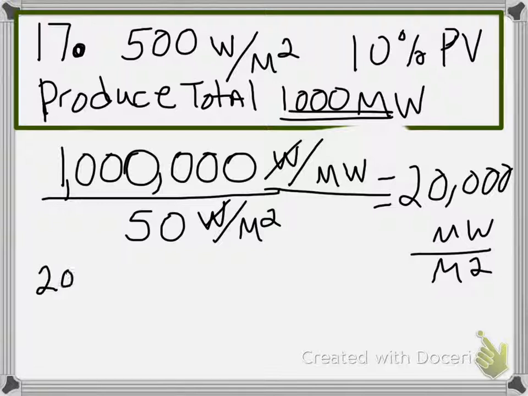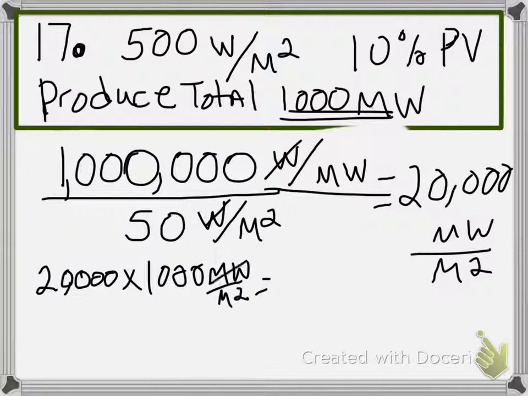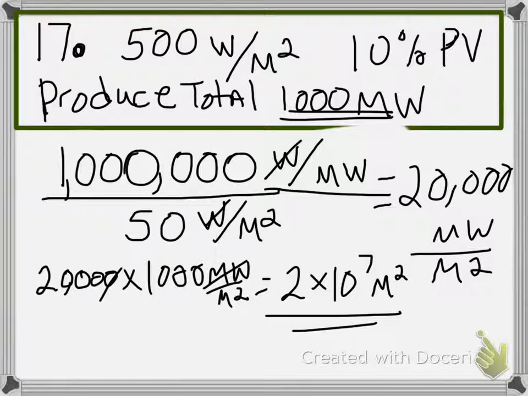So I'm going to do my 20,000 times my 1,000 megawatt system over meters squared. My megawatts go away, and I'm going to get my answer in meters squared. It's going to be such a big number that I'm going to write it in scientific notation. So I think I'm going to just put in 2 times 10 to the 7 meters squared. You can write it with all the zeros if you want. I'm just trying to make it a smaller number.